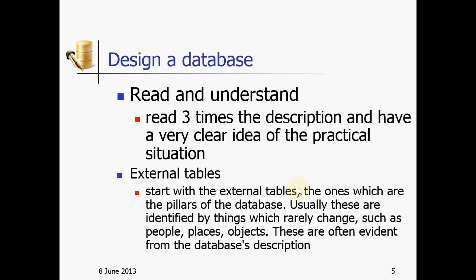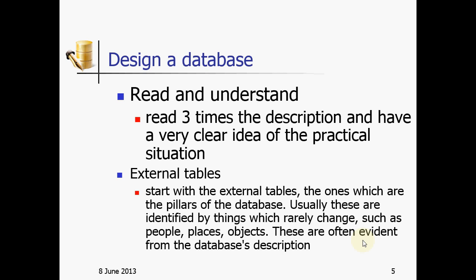Okay? Then you should start with external tables. The external tables are the ones which don't have foreign keys, basically. So the customers, the products, the ones which contain physical objects or obvious things. These are identified by things which rarely change, such as places, people, objects. They are usually evident from the description, if you receive a description from me.